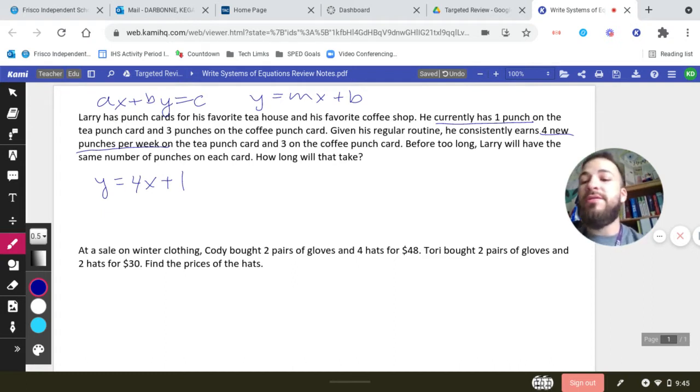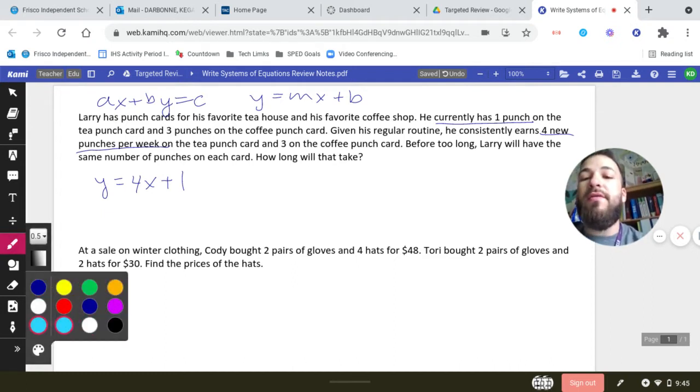Let's do the second one. Let's do coffee. So coffee currently has 3 punches on the coffee punch card, and he gets 3 on the coffee punch card per week. It's kind of tagged in the same sentence. So 3 initial, 3 per week. So both of my values, my slope and my y-intercept in this case, would be 3. Okay. So he starts with 3 punches on the coffee punch card, and he gets 3 punches a week on the coffee punch card. Okay, so that's our slope-intercept form one, y'all.